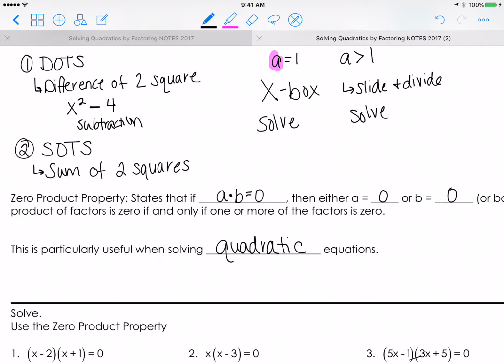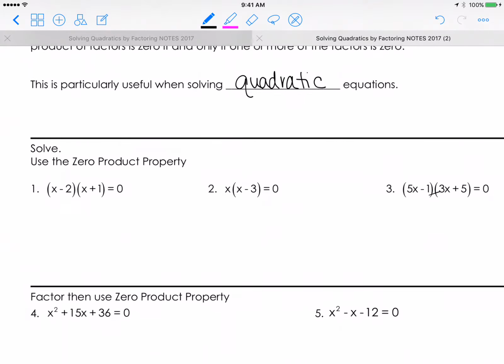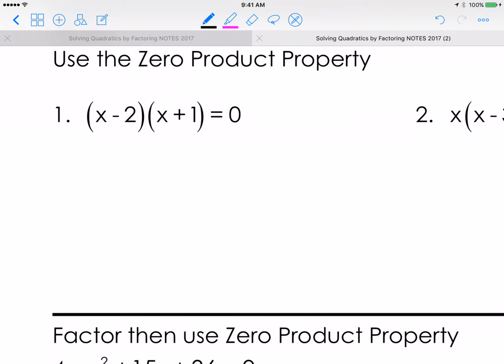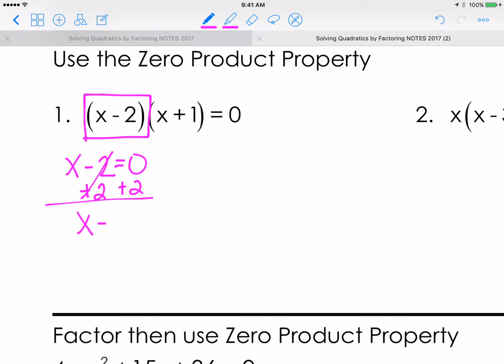Okay, so let's apply the zero product property real quick. These are already factored for us. You see how we've already got them factored. So the zero product property states that I can take my first binomial, my first term, and I can set that equal to 0. And then solve. So if I added 2 over, I'd get x is equal to 2.